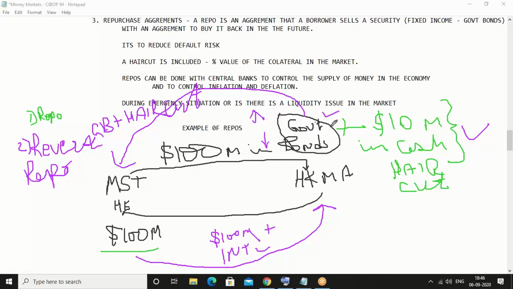Okay. Somebody had asked a question. I think Saujanya. Yes. Government bonds will always be used as collateral because they are the safest.